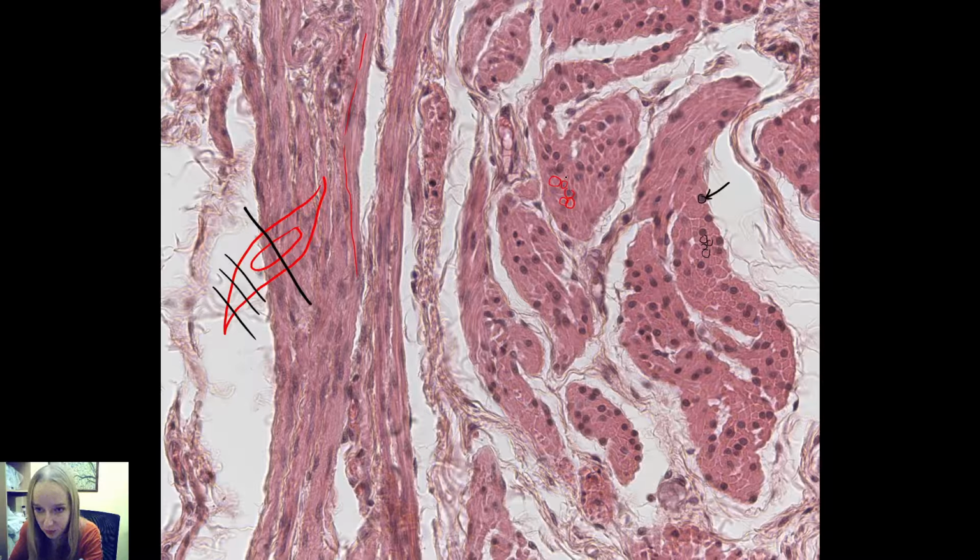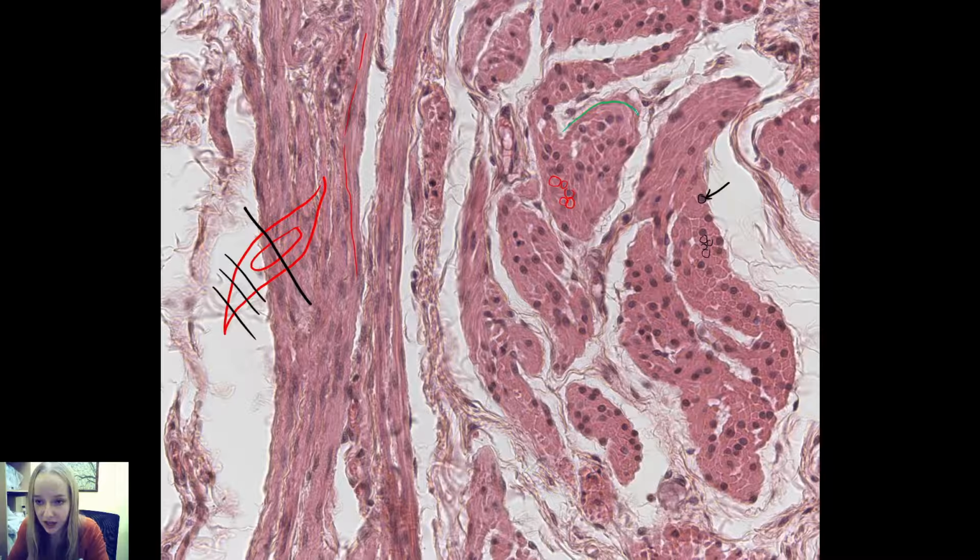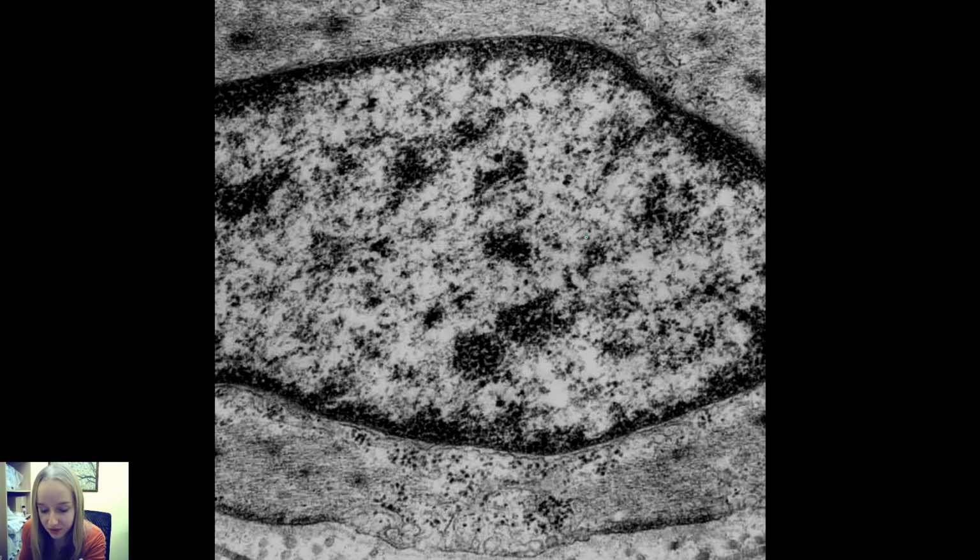So these are the separate smooth muscle cells, and they are creating bundles. They are together, working together, like this. So these are the big bundles of many smooth muscle cells. And this is how it looks like in an electron microscope.